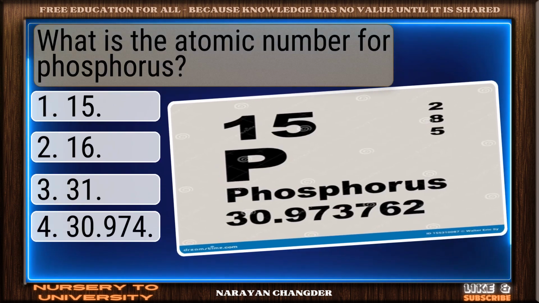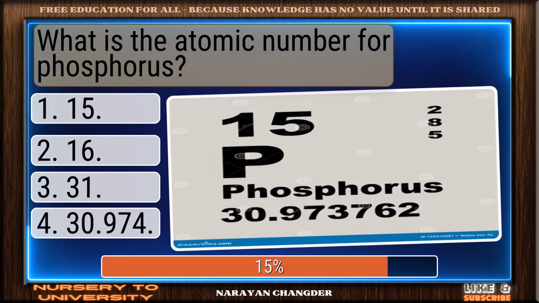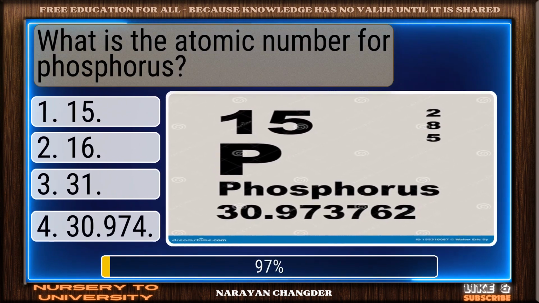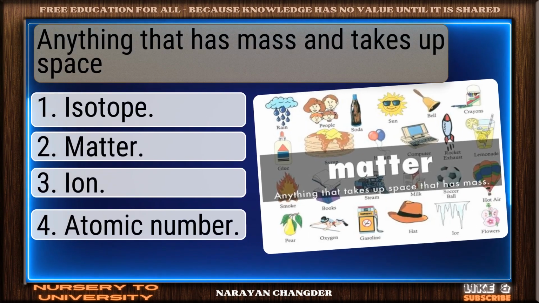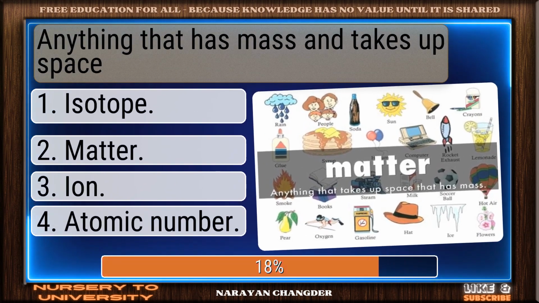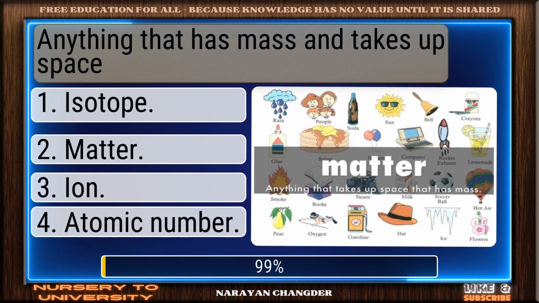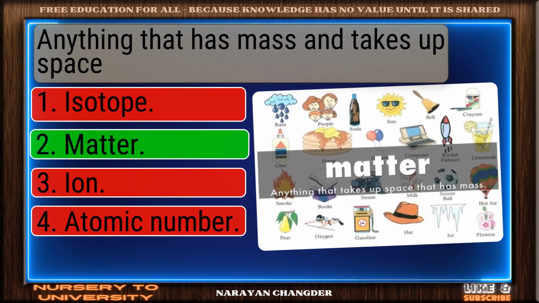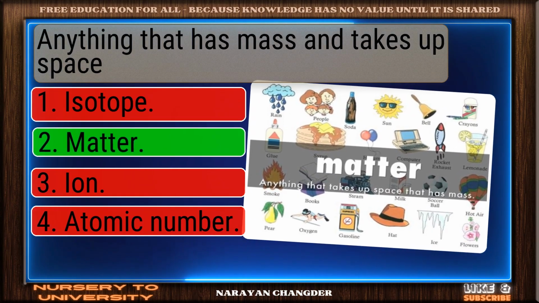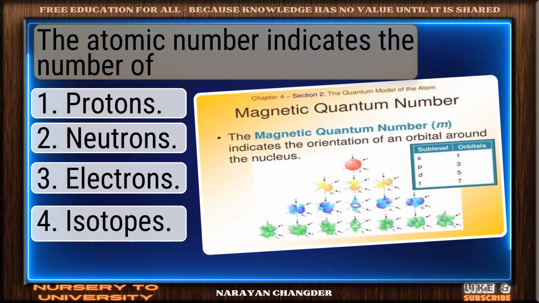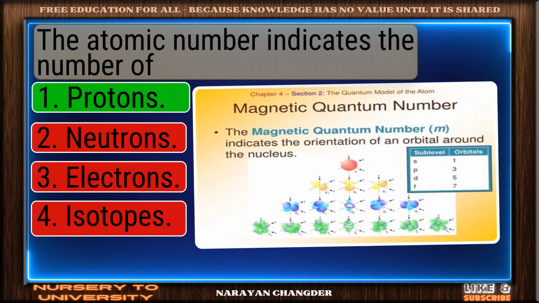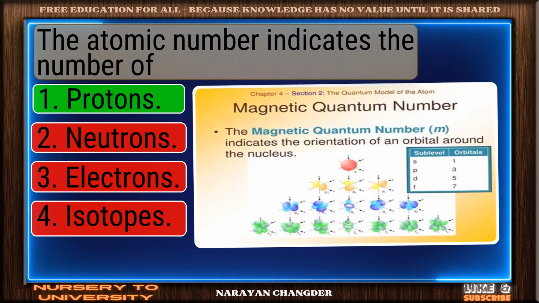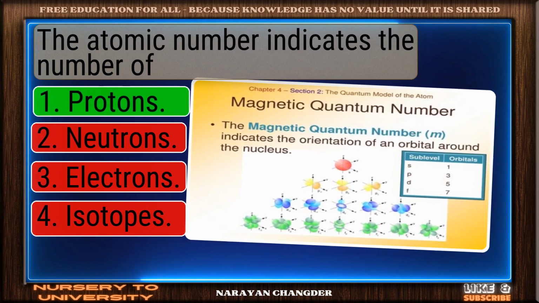What is the atomic number for phosphorus? Exactly, 15 makes sense. Anything that has mass and takes up space is... Good thinking. Matter is the right answer. The atomic number indicates the number of... Sharp thinking. Protons is the right choice.